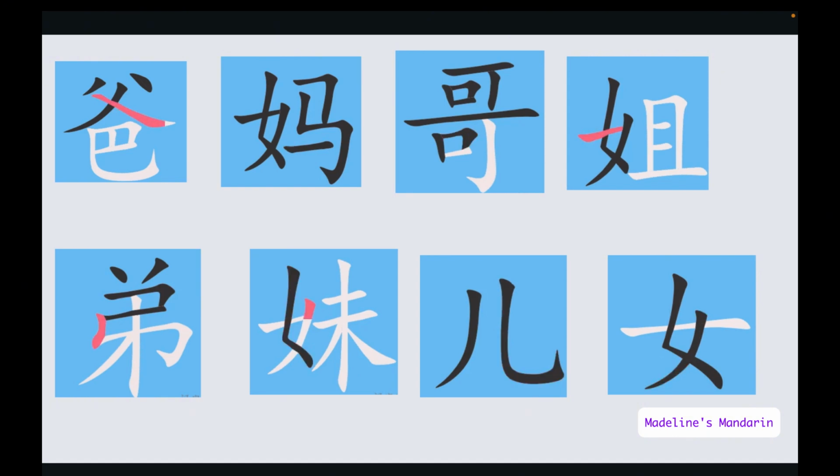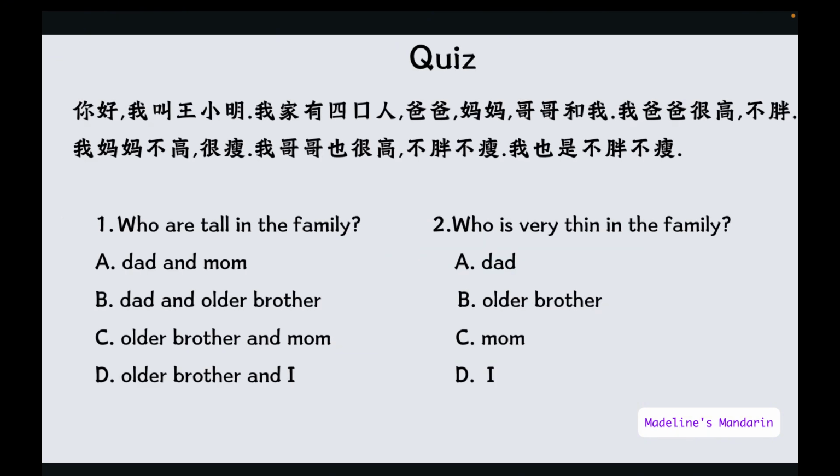Now I chose some important characters in this lesson, and you can follow the stroke order to practice your handwriting. This is today's quiz. Read this short paragraph and answer questions number 1 and 2. In our next video, let's check the answer first. So in today's lesson, we introduced a lot of information that your textbook HSK1 does not include. I think this information is very useful for you to know before you start the new lesson.